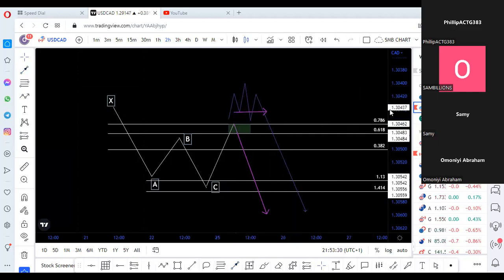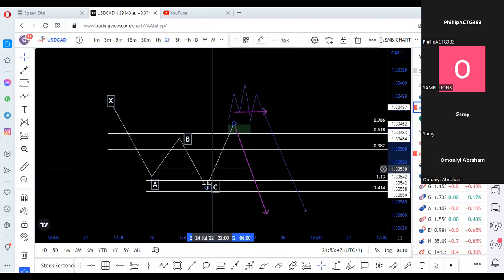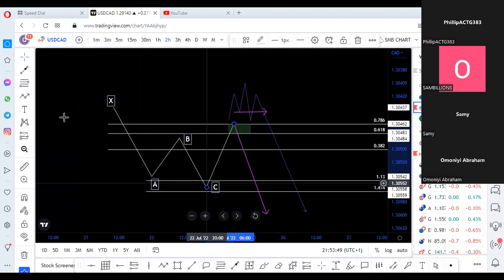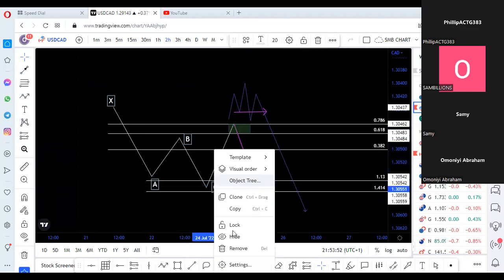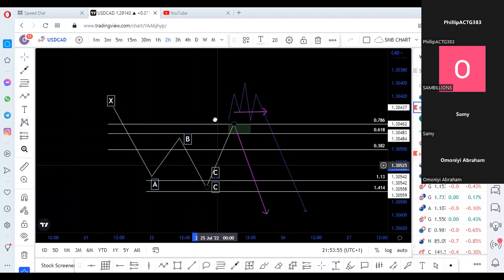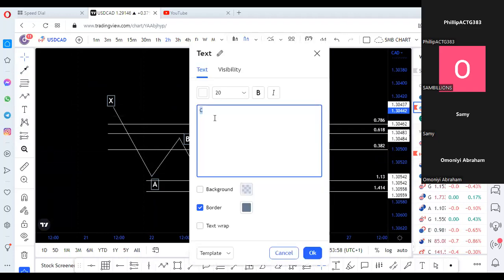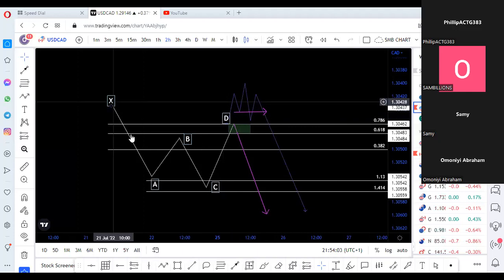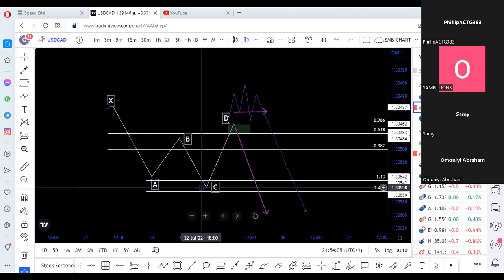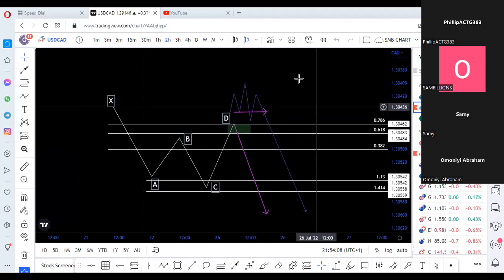So if you understand to this level, please drop some eights. From X to C, not from A, from X. This swing high to this swing low, we give you point D. This is point D. From X to this C, we give you point D. All right, so that's that.